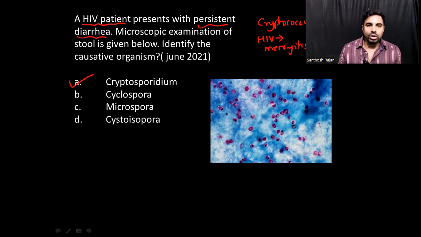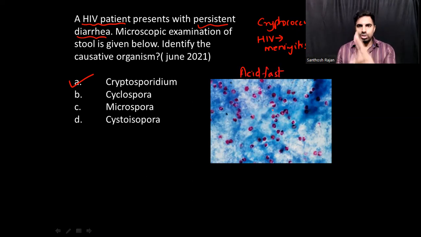One clue is that in the picture they've given, this is an acid-fast bacilli. In this picture, I would be confused only between two things: either cryptosporidium or cyclospora. They haven't given any size or anything, so I'm choosing cryptosporidium, because it is more common than cyclospora. Both crypto and cyclo are round in shape. Only cystoisospora is oval. Cyclospora is a bit bigger than crypto, but it is less common than cryptosporidium, which is the most common cause of diarrhea in an HIV patient.